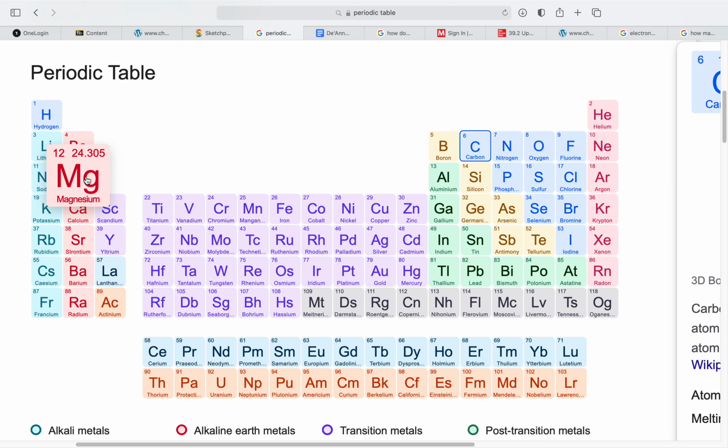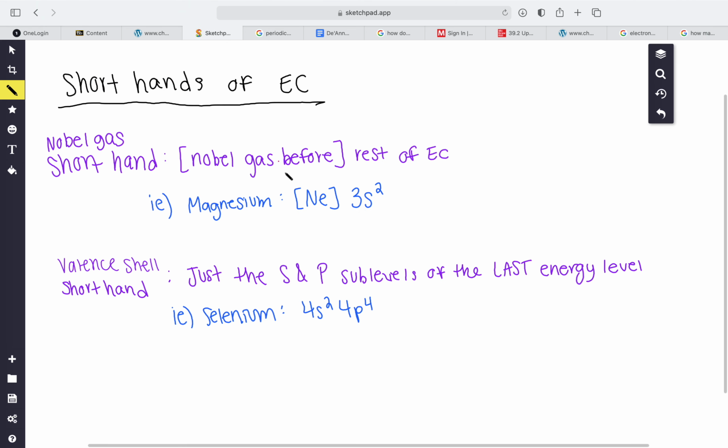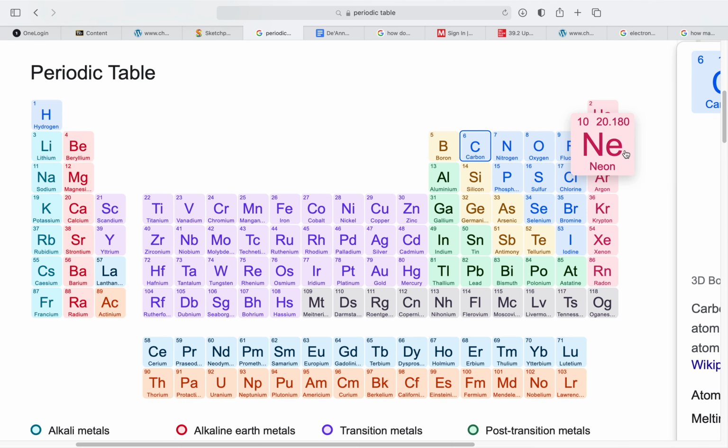What we're going to do is backtrack, right? We're going to go, all right, what's the last noble gas before this? So from magnesium, we go over, that's sodium. We loop around, go back. Neon. Neon is the one noble gas that is before magnesium. So we're just going to write Ne in brackets, and then we're going to do the rest of the configuration.